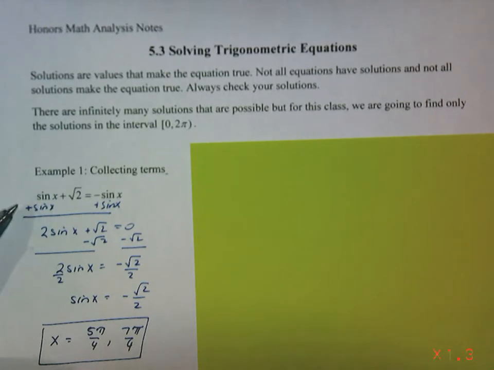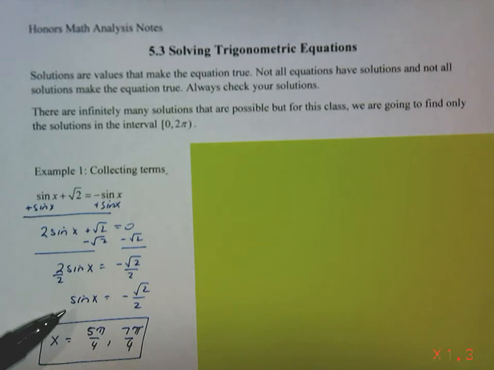So I'm going to collect all sine x on the left-hand side. So I added sine x to both sides. Then I went ahead and isolated sine x. So I subtracted the square root of 2 and I divided by 2. What that gives me is sine x is equal to negative square root of 2 over 2.